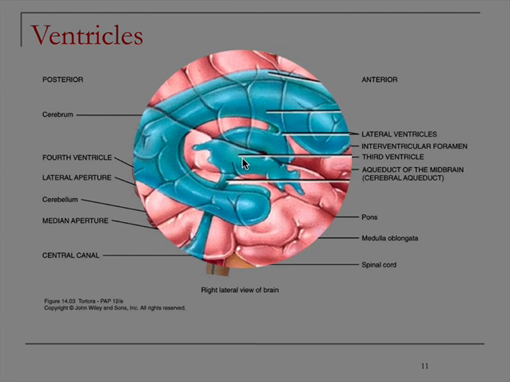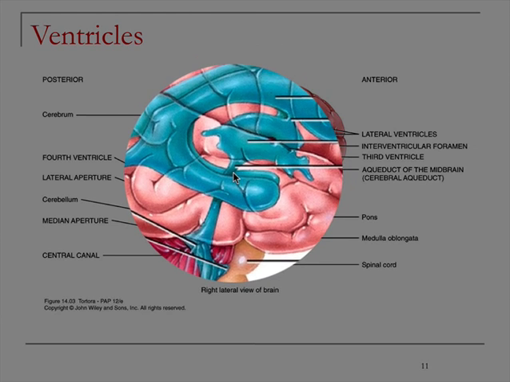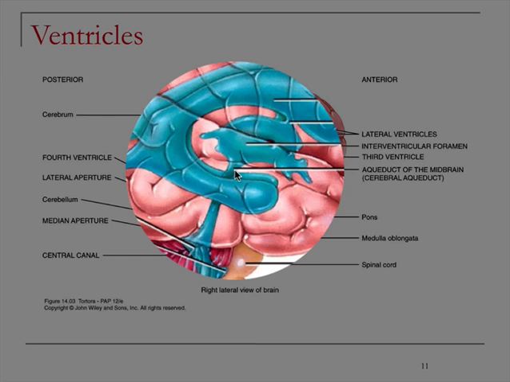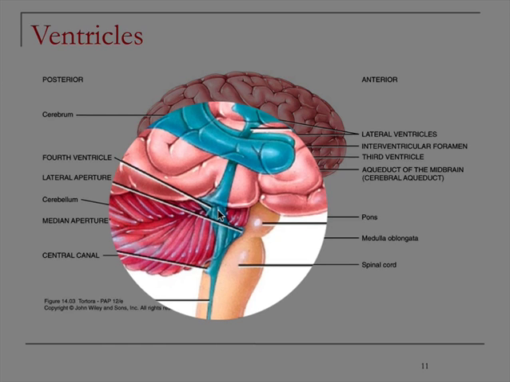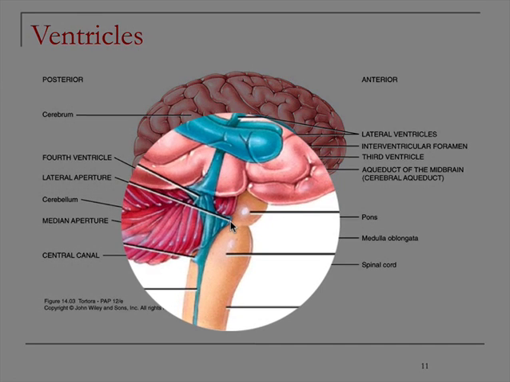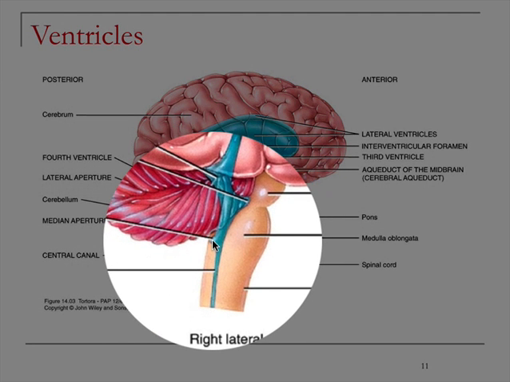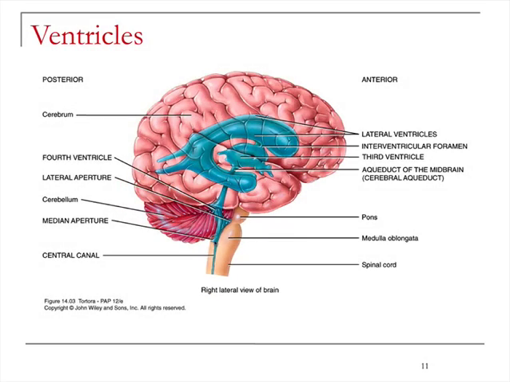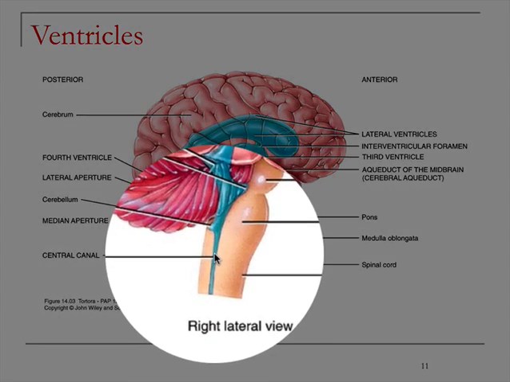The cerebrospinal fluid then travels through an opening called the aqueduct of the midbrain, or cerebral aqueduct, and goes down into the fourth ventricle. Again, cerebrospinal fluid is likewise made there. From there, the fluid exits the fourth ventricle and goes through two openings, two lateral apertures, and through a median aperture. From there, the cerebrospinal fluid goes down into the central canal.